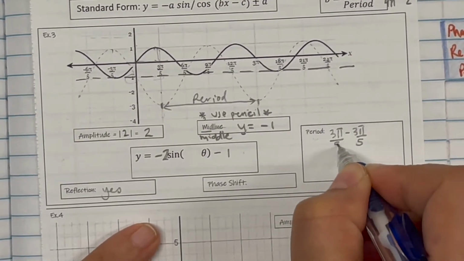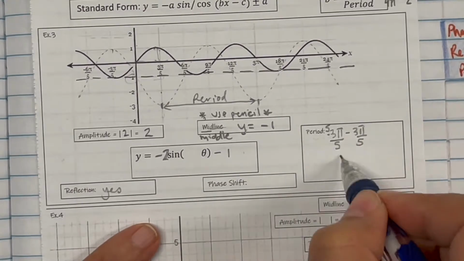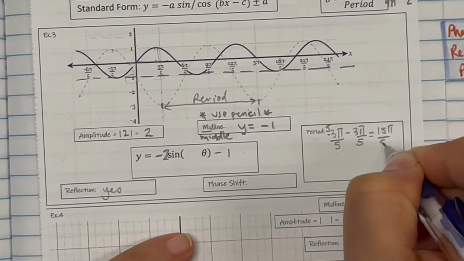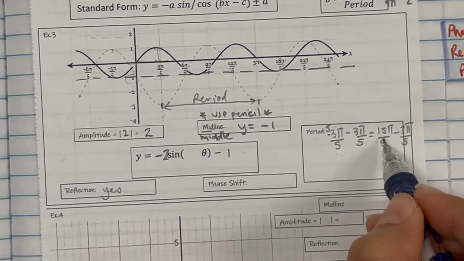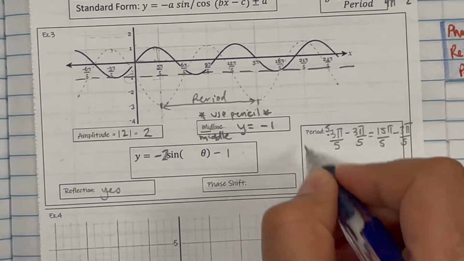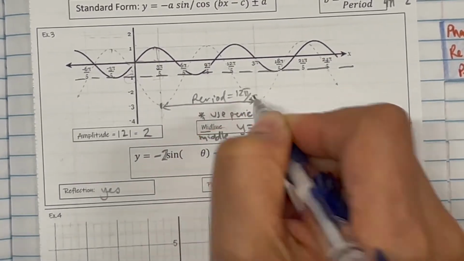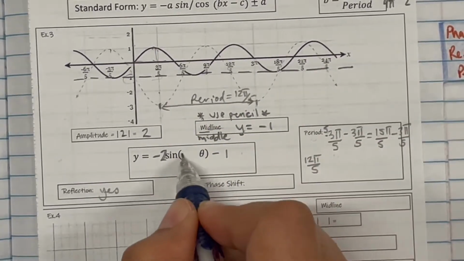All right, so when I do that, I have to make the fractions the same. So I multiply by 5 and divide by 5. That's going to give me 15 pi over 5 minus 3 pi over 5. Now I can subtract them. Can't subtract or add until the denominator is the same. So now that they're the same, I subtract. So 12 pi over 5. That's my period. So remember, I can use my period to find the number b.